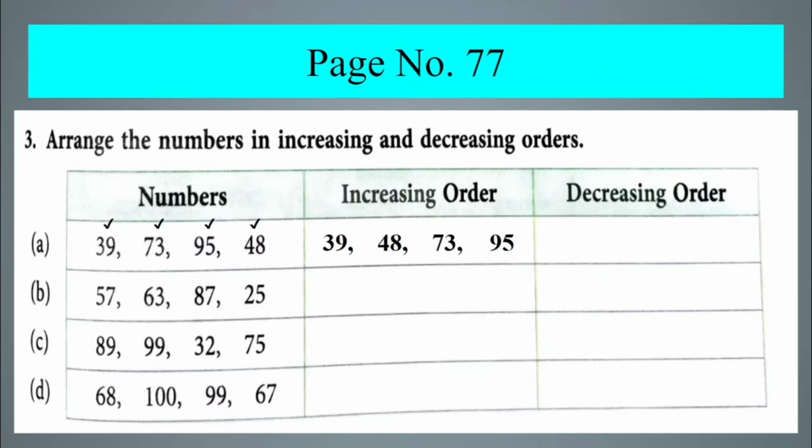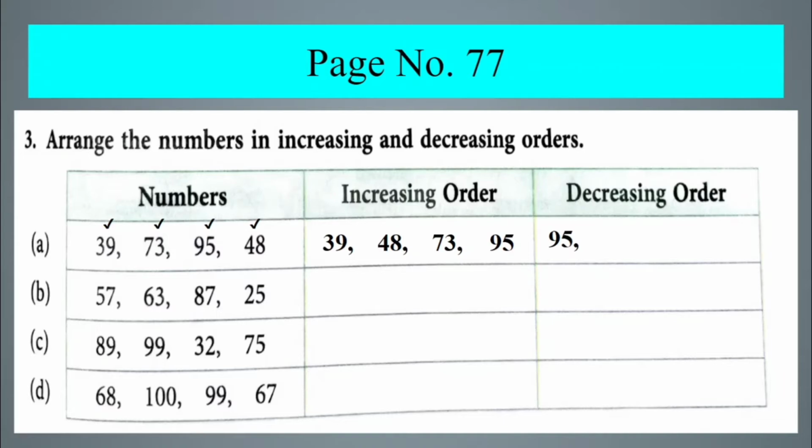Now when we have arranged the numbers in increasing order, we can easily arrange them in decreasing order by reversing its order. That means we will write the reverse order of the increasing order, or we can write the decreasing order as the numbers from the greatest number to the smallest number. Now we know that the greatest among the four numbers is 95. So first we will write 95 in the decreasing order.